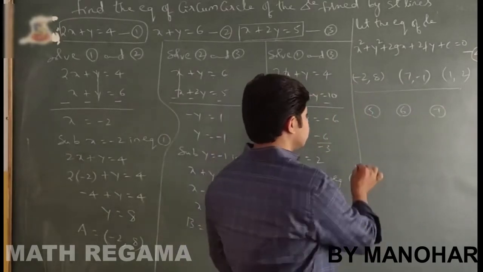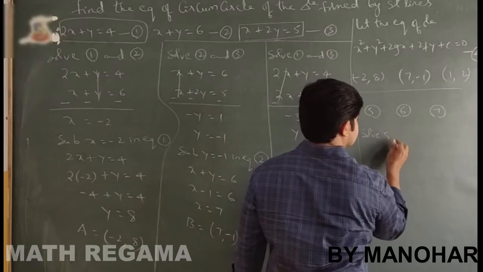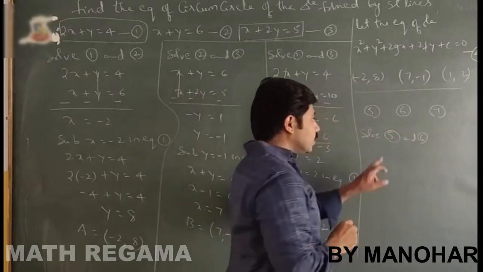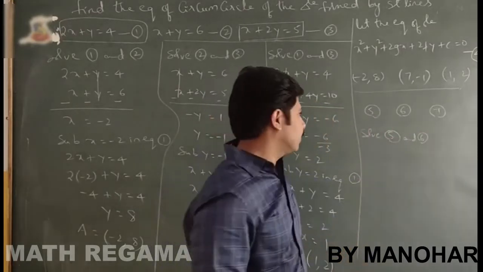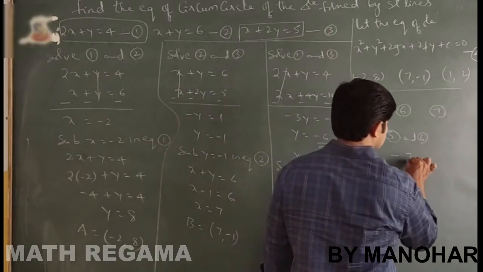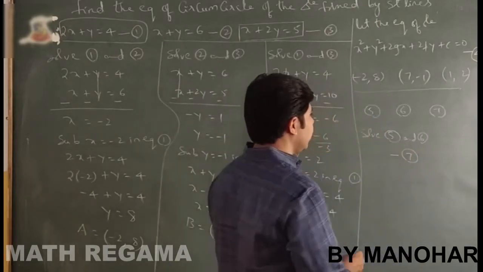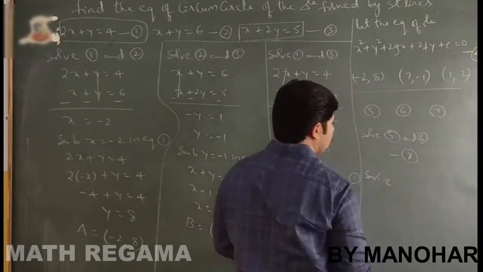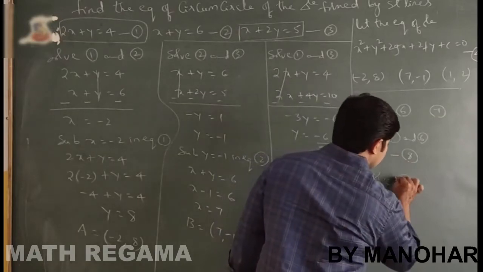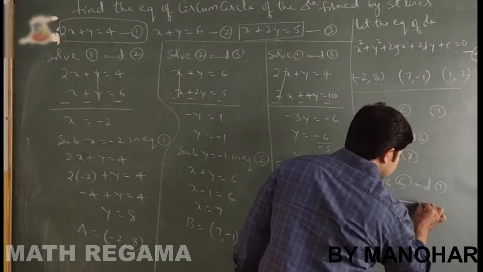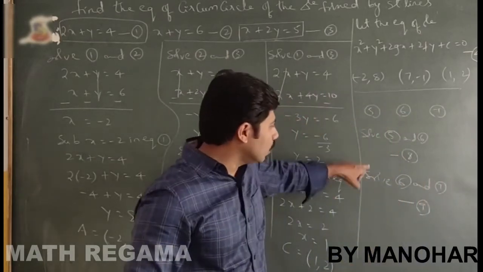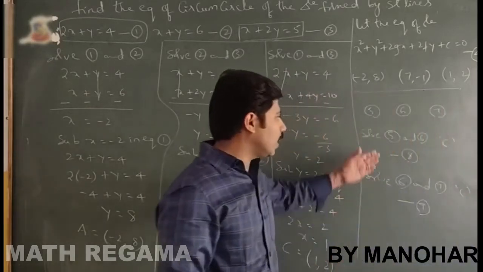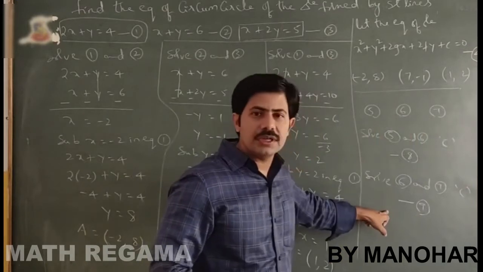After getting the 3 equations, solve 5 and 6 and eliminate c. You will get equation 8. Then solve 6 and 7, and again eliminate c, and you will get equation 9. In both cases you have to eliminate c.